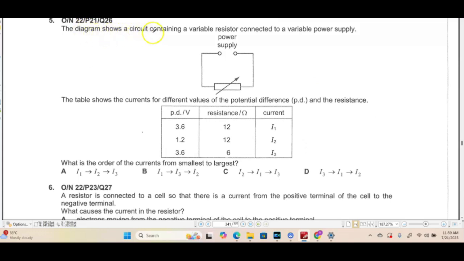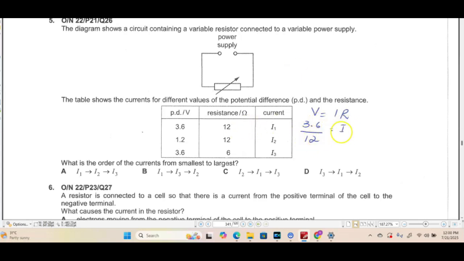Question number 5. The diagram shows a circuit containing a variable resistor connected to a variable power supply. The table shows the current for different values of potential difference, PD, and the resistance. What is the order of the current from smallest to largest? Now, if we have to find current, and we have resistance as well as potential difference, the formula for that is V is equal to IR. So V over here is 3.6, and R over here is 12.